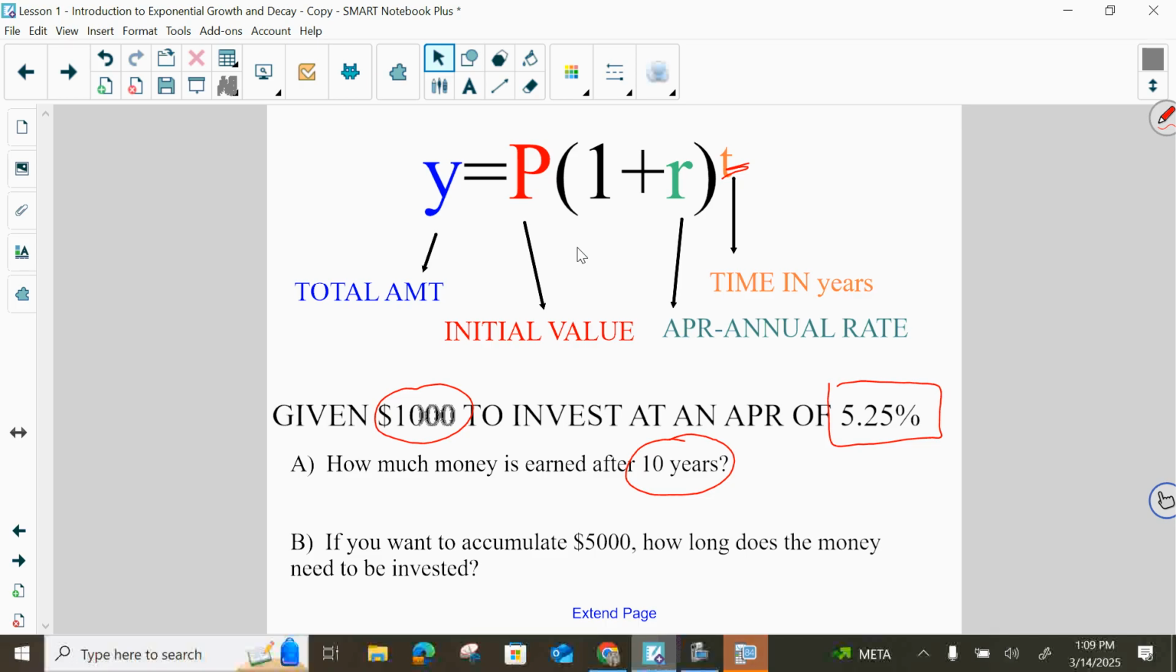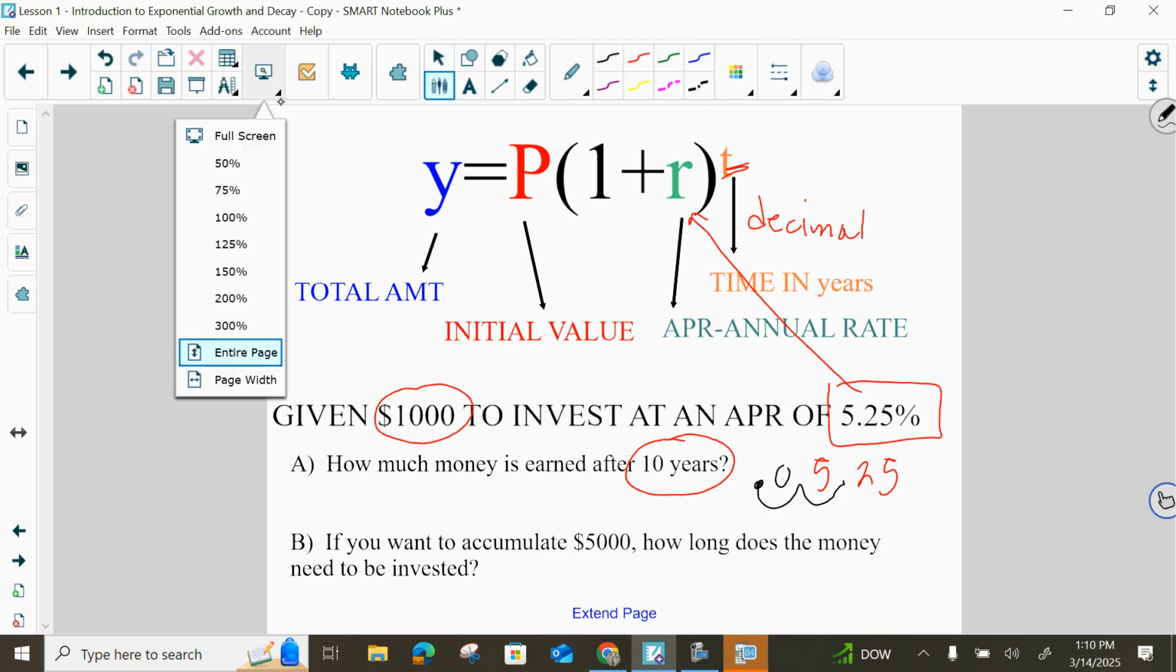Okay, so first thing we have to talk about is that R, right? Right now, I'm giving you 5.25 as a percent. But in the formula, that rate needs to be a decimal. So how do you change 5.25% into a decimal? How do you do that? Anna, what are you doing? You're pointing to the left. Move the decimal 2 places to the left. So that's what you're going to put in your equation.